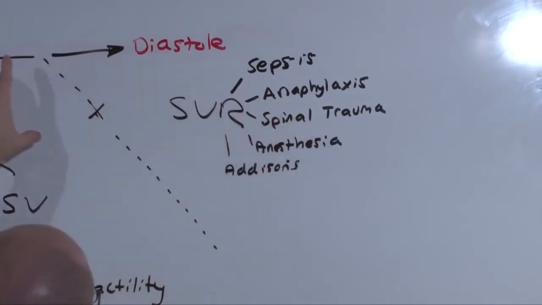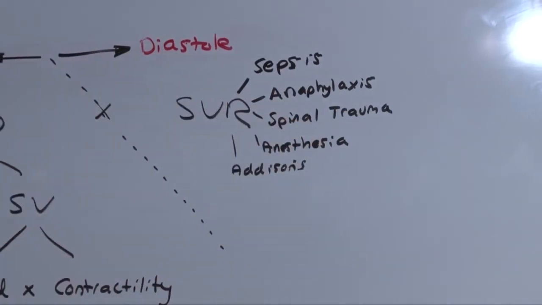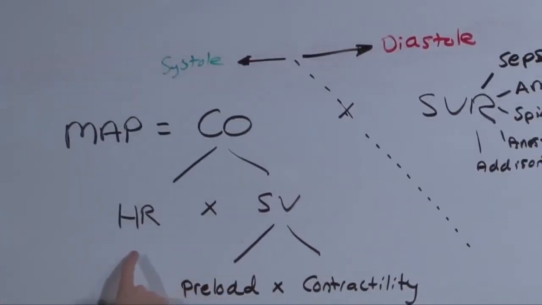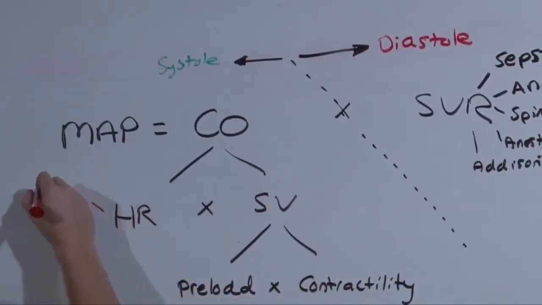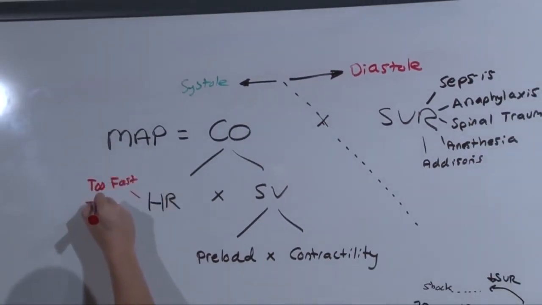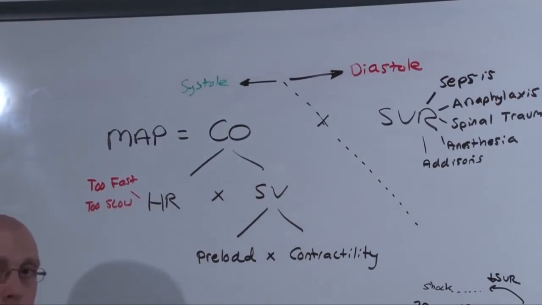If we move over to cardiac output, we make our loop around the different elements of cardiac output. For heart rate, it's either too fast or too slow. Period. It doesn't matter what the rhythm is. If they're in shock, you're going to fix it.